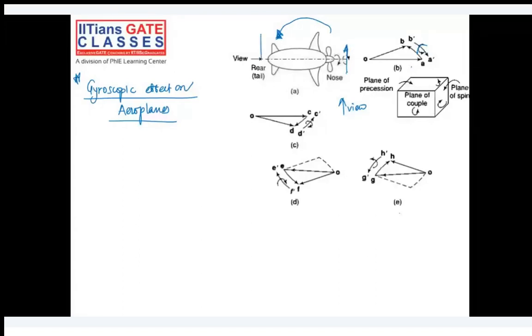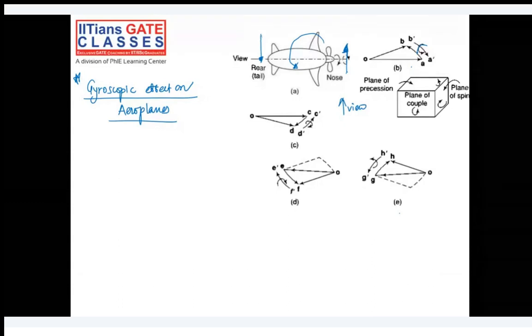Okay, this counterclockwise couple will generate only when you have upward force in the rightmost part of, let's say, the aeroplane, and the downward force in, let's say, the end part of the aeroplane. Okay, then only you will see this kind of couple.